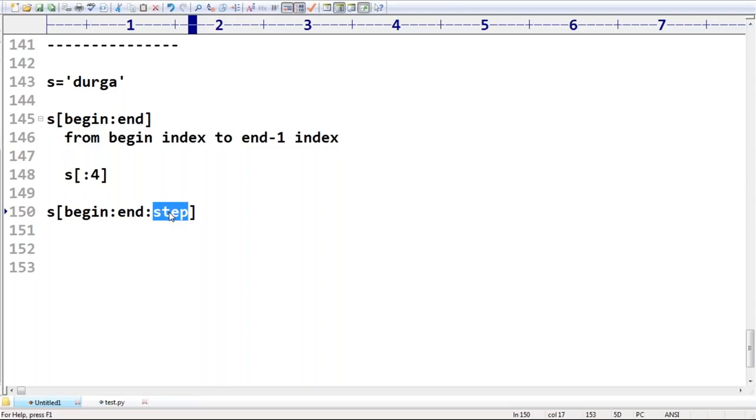Next, what step value are we taking? We took 1. A positive step value means forward direction. Step value 1 means forward direction. A negative step value means backward direction. Remember, this is the only line I want to use. If you take a negative step value, it always talks about reverse direction, right?